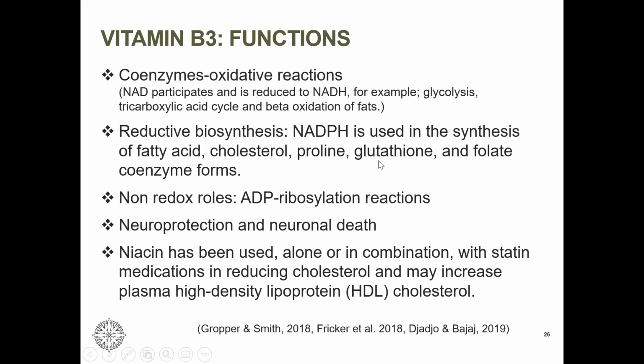Functions: like other B vitamins, niacin is involved as a coenzyme in various energy pathways. It is also used to synthesize fatty acids, cholesterol, and proline. Look here, glutathione again. So both B1 and B2 are important for glutathione. It is important for neural health as well.